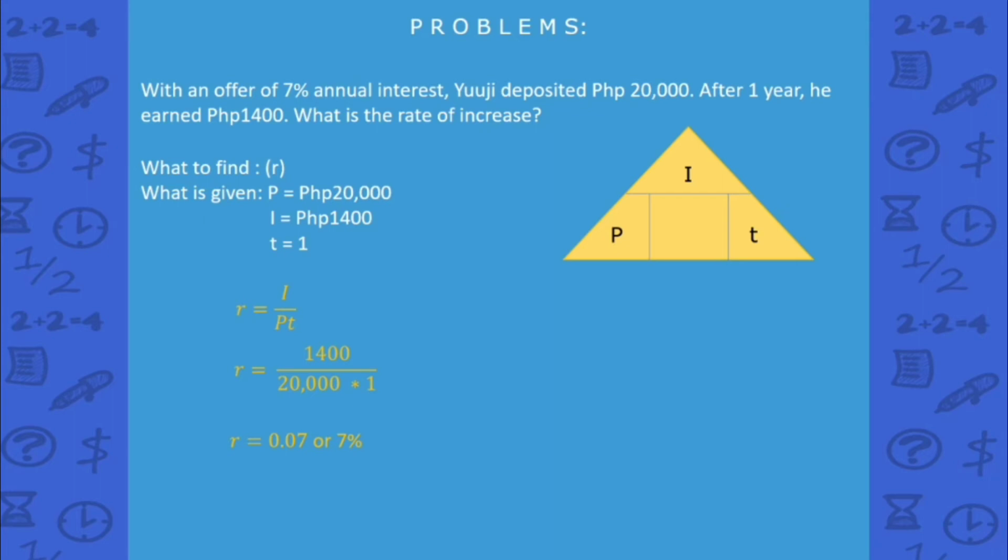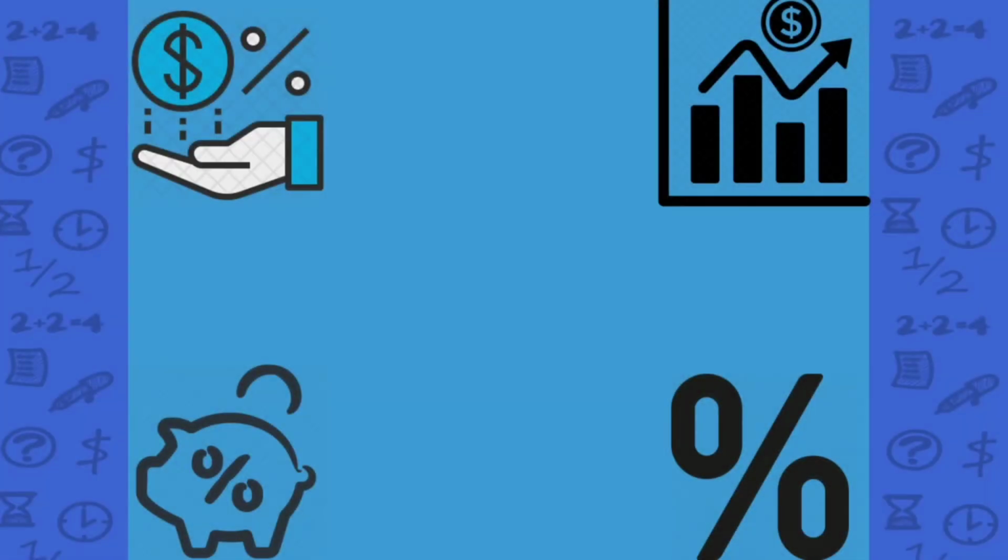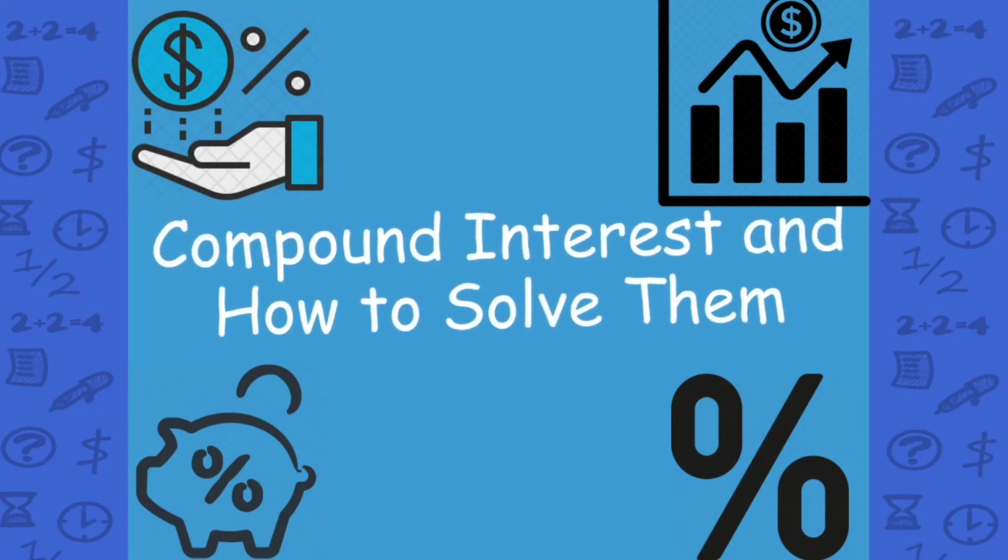So that's all of the problems I have for simple interest. So the next one we will be talking about is compound interest, a much more complex version of interest. Hello, and we're back again. So we last left off with simple interest, and now we have compound interest and how to solve them.